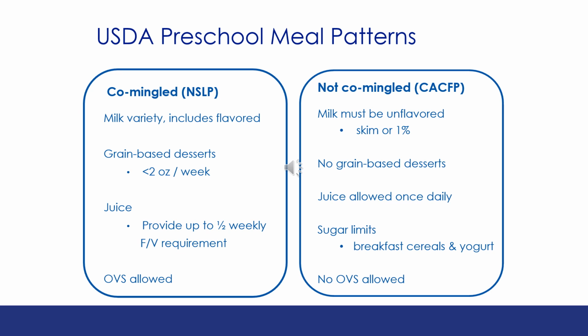Both programs allow 100% fruit juice, but with limits. In NSLP, it can count for up to half of the weekly fruit or vegetable requirement. CACFP is more restrictive. Juice is allowed only once per day, regardless of the meal or snack. CACFP includes specific sugar limits for both breakfast cereals and yogurts. This ensures preschoolers are getting low sugar options more aligned with their developmental needs.